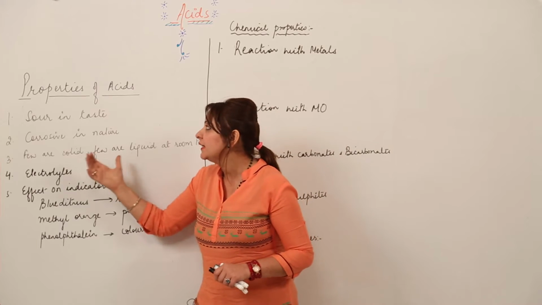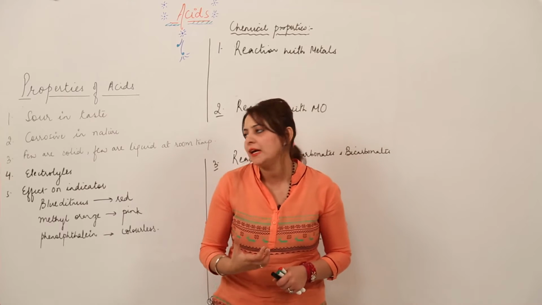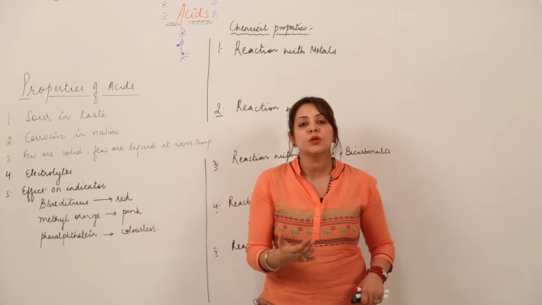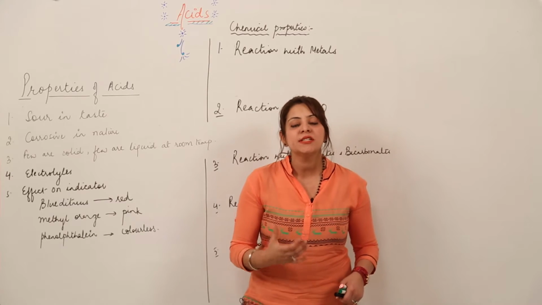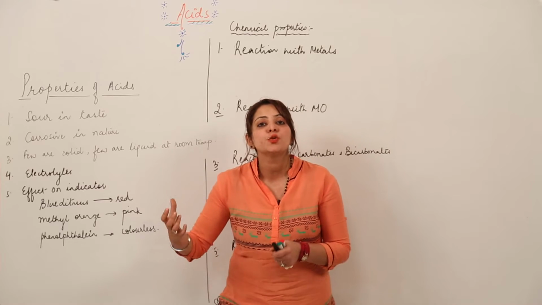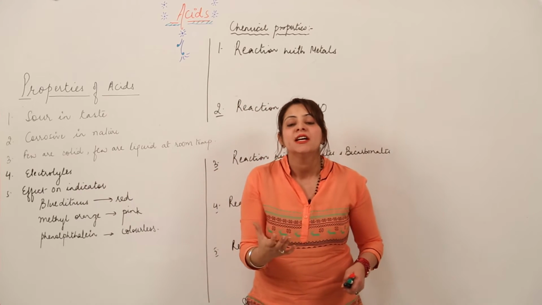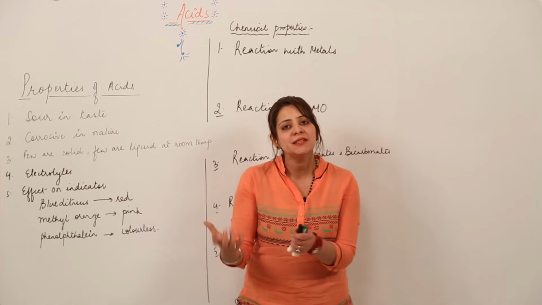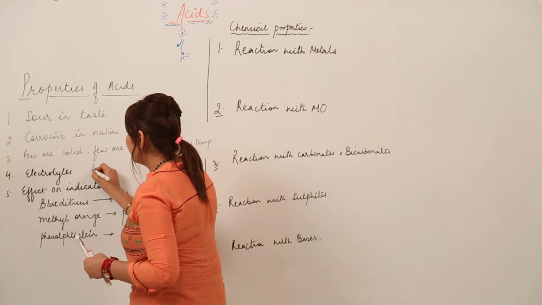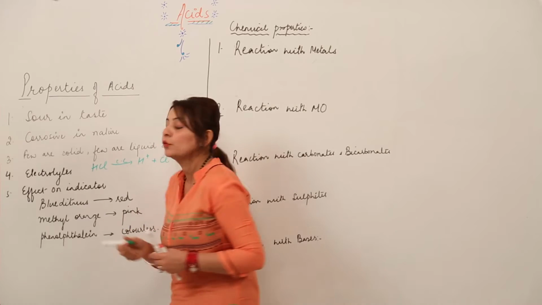Third, acids are liquid at room temperature, but we have a few acids which exist as solids as well. And acids act as electrolytes. Do you know what an electrolyte is? An electrolyte is a substance which, when electricity is passed through it, gets dissociated into ions. That means the aqueous solution of an acid is a good conductor of electricity. When we pass electricity through it, it gets dissociated into ions. As I am showing you here, suppose I have hydrochloric acid. When we pass electric current, it gets dissociated into its respective ions.